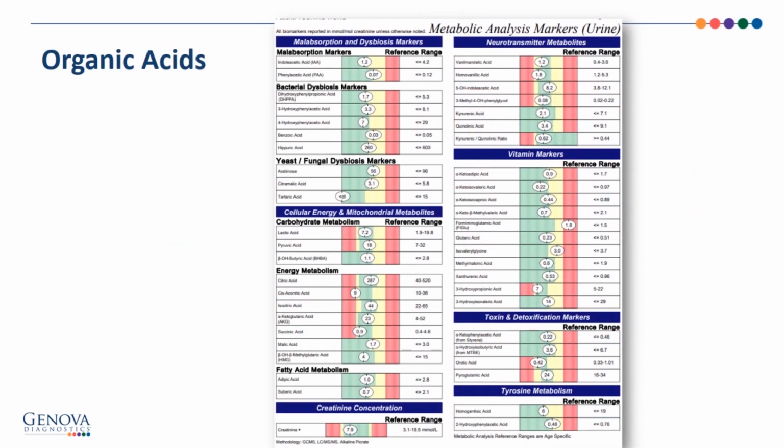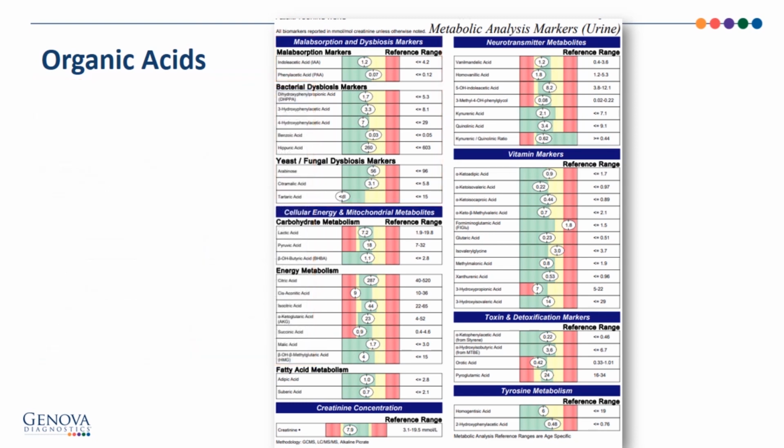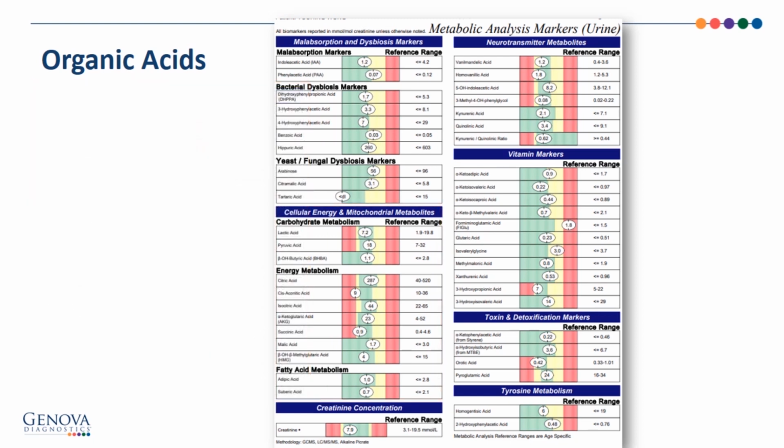The organic acids page, or the metabolic analysis markers page, is divided into various functional categories. We start with malabsorption and dysbiosis markers. These all look really very good inside the reference range. This is the section that is often responsible for probiotic recommendations. The cellular energy and mitochondrial metabolites are those organic acids we've already looked at as part of the Krebs cycle pathway chart. Note the creatinine concentration at the bottom left is well within the reference range, so we have a good specimen.